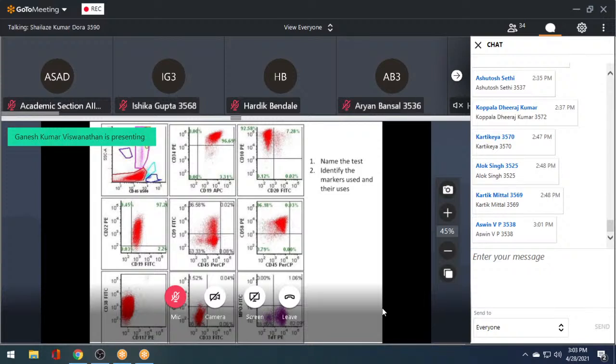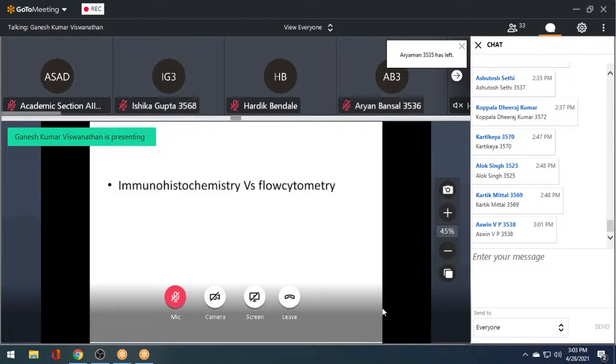Sir, flow cytometry. Yeah, good. So this is flow cytometry, or rather the plots are the results of flow cytometry. Okay. So what is the difference between flow cytometry and immunohistochemistry?